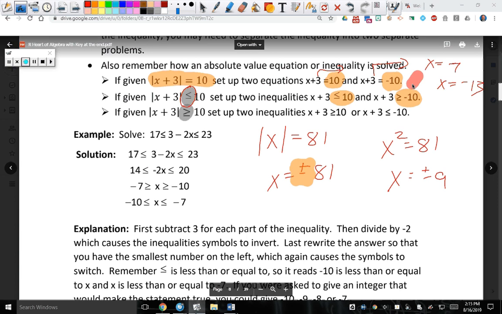Where the negative was, you flipped the inequalities. I may have to move some people because some people are distracted. You know who you are. You're going to flip the inequality because you have that negative. Now solving it from here, you would subtract a 3, so you'd have x is less than or equal to 7. And then you would subtract this 3, so you have x is greater than or equal to negative 13. You all with me?